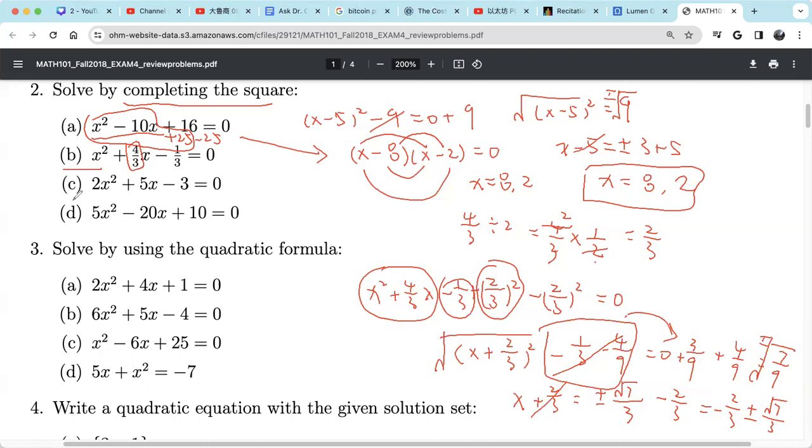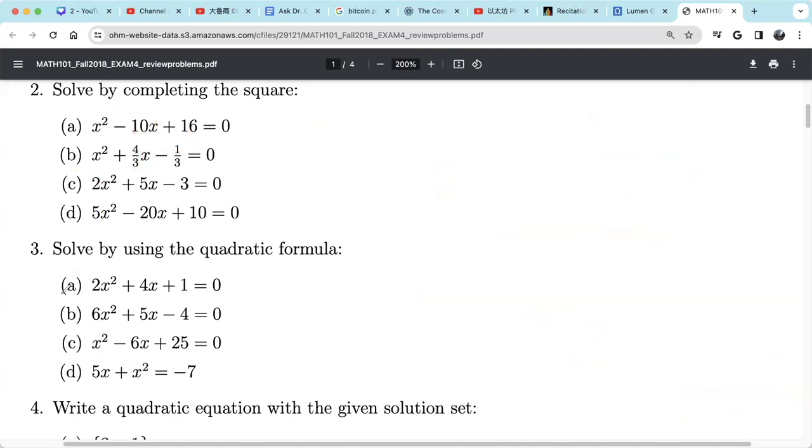Now let's see C. C and D are different. You see the coefficient of x squared is now not 1. It's 2 and 5. So what do we do? We want to factor out 2 first. So let me erase this so I can have some space. So let's look at C.